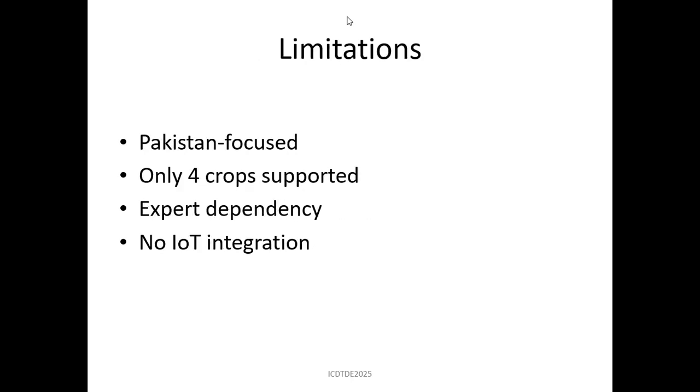Limitations. The system is currently focused on Pakistan's agricultural conditions and only supports four crops. Its accuracy also depends on expert availability for complex queries, especially when new diseases or unfamiliar combinations occur. Another limitation is the lack of real-time sensor data from fields, which would make recommendations even more dynamic.